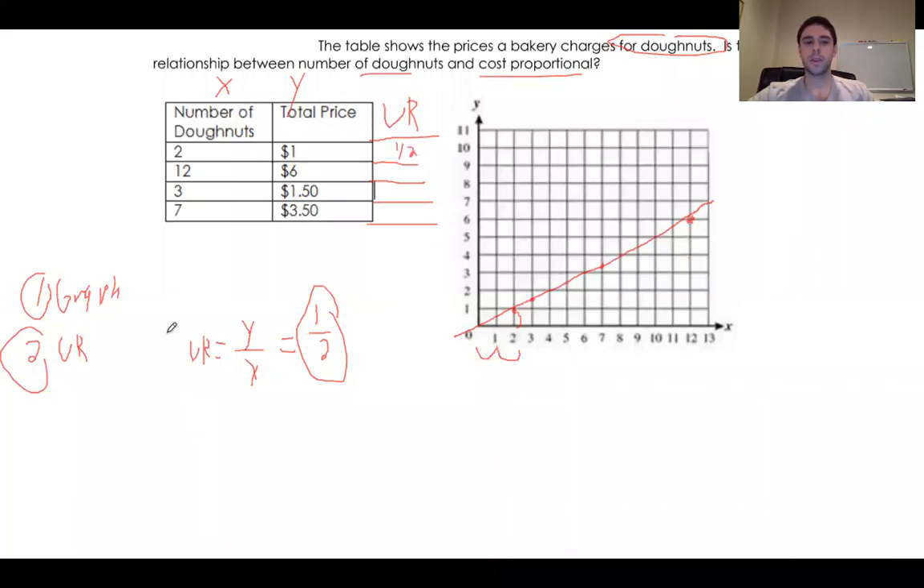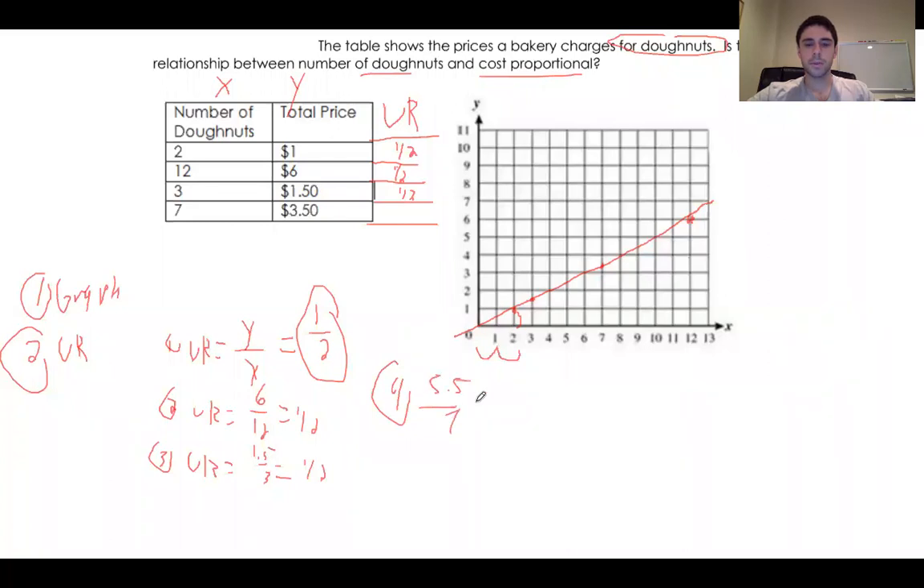What about our second unit rate? It's going to be 6 over 12, which also gives us 1/2. Awesome. What about our third unit rate? It's going to be 1.5 over 3, which is 1/2. And what about our fourth unit rate? We're going to have 3.5 over 7, which we could simplify to be 1 over 2.